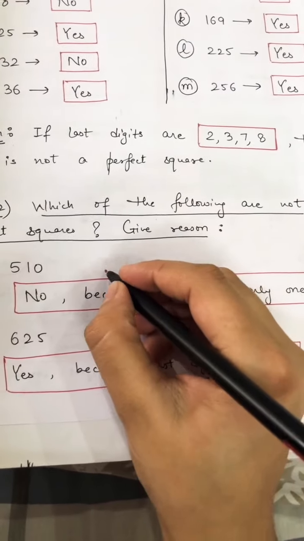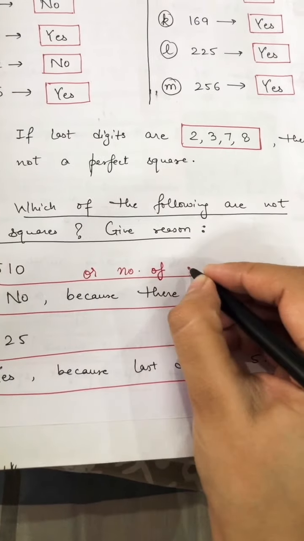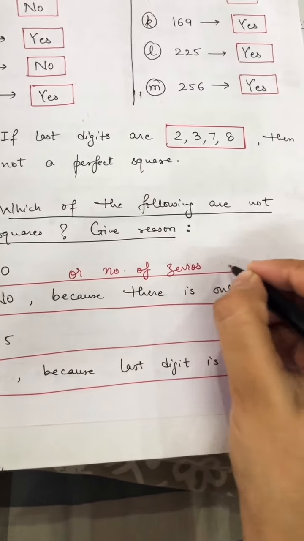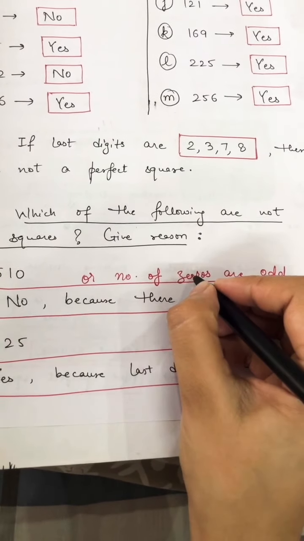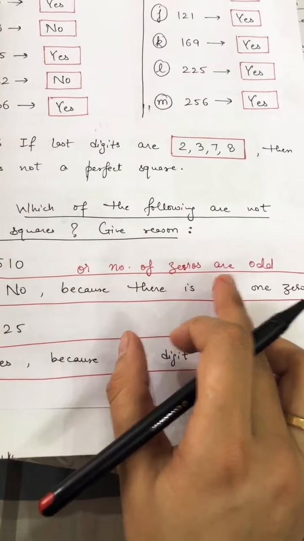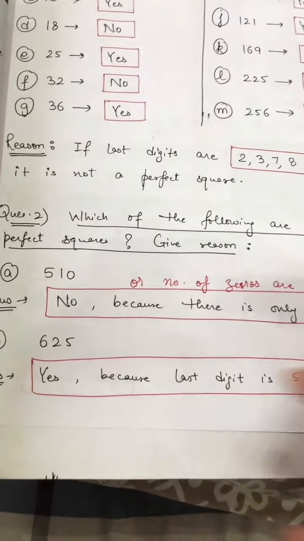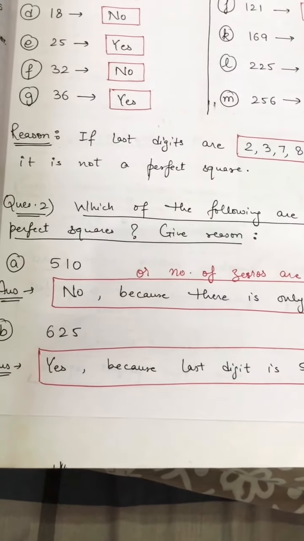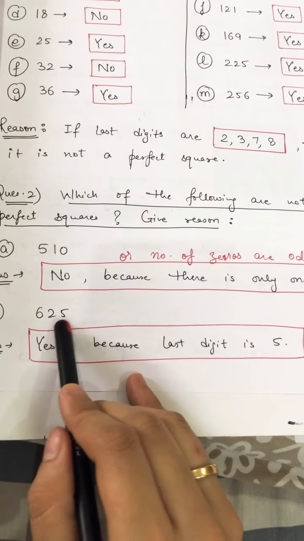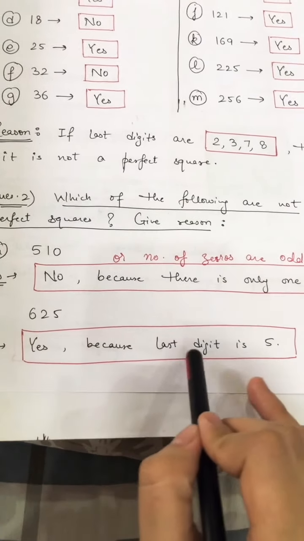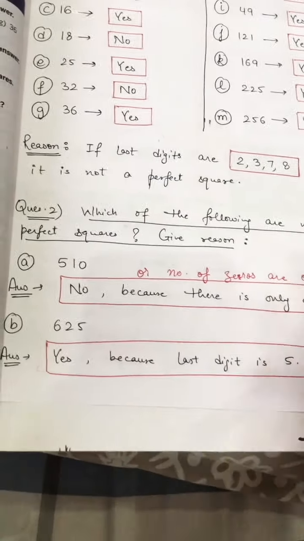Or you can write that the number of zeros is odd, or there is only 1 zero. You can give either of these reasons. Next is 625, last digit is 5. So it is a yes, because the last digit is 5, so it is a perfect square.